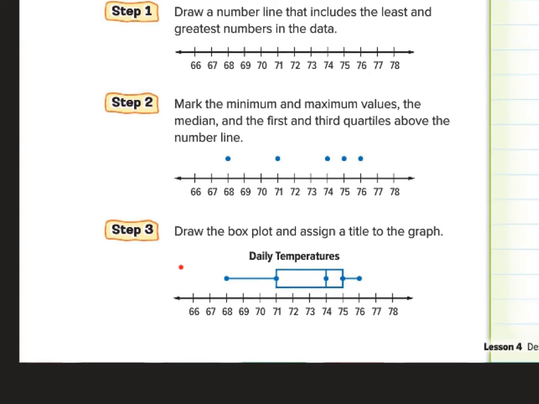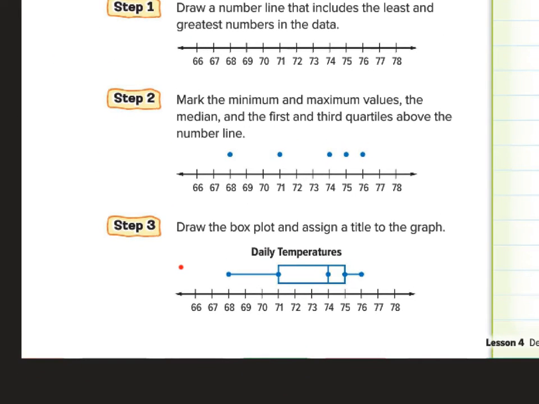And then for the third step, we're going to draw... I don't know why I drew a period there. Let me just erase that. No, I can't. No, it won't erase. Never mind.